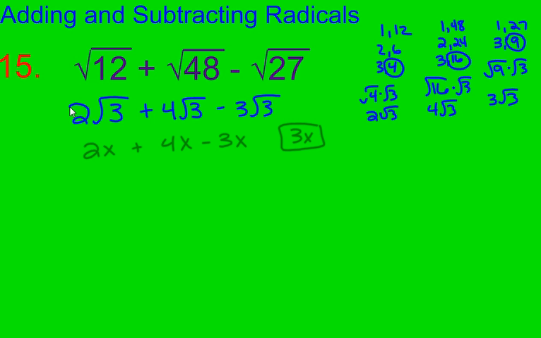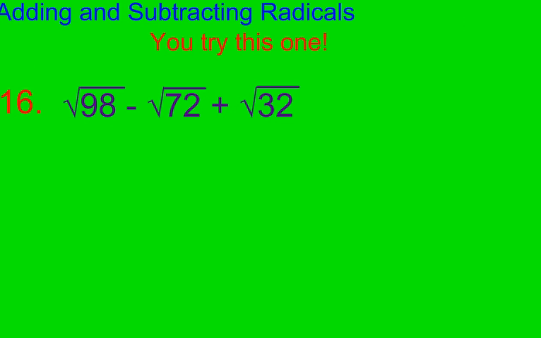Same idea with here. This root 3 is almost like a label to us. So I'm going to add the coefficients in front, the 2, the 4, and the negative 3. 2 plus 4 is 6. 6 minus 3 is 3. So my answer is 3 root 3. When adding and subtracting, your square root never, ever, ever changes. It's just like adding and subtracting variables. It stays the same. So you guys go ahead and try number 16 and then pause the video and we'll come back to that answer.